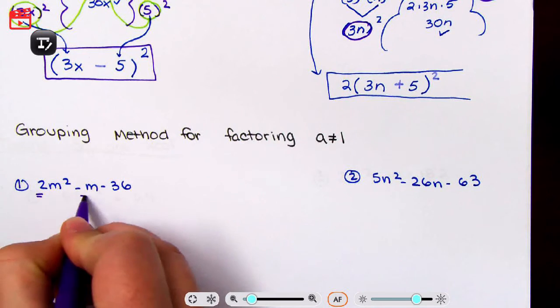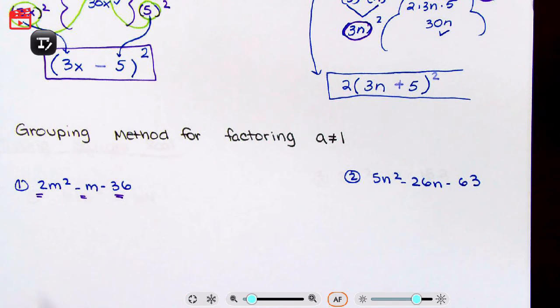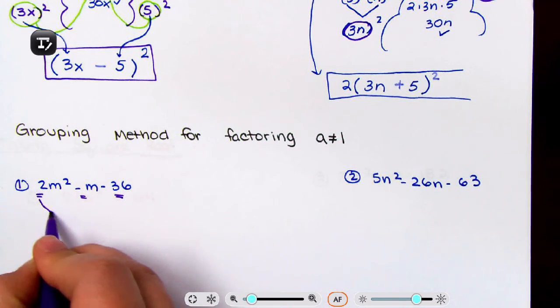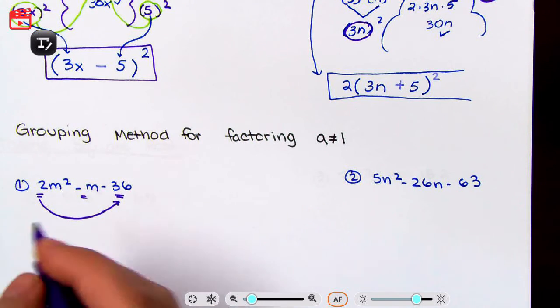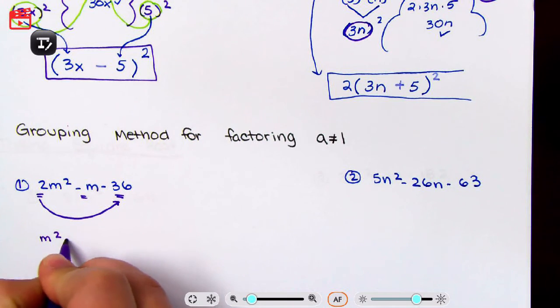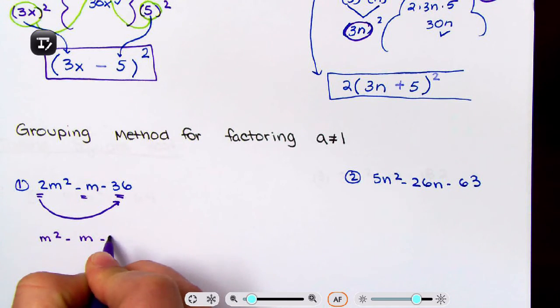GCF 2, 1, 36, no GCF. Step number 2 is just like we did before. Take your leading coefficient, multiply by your constant, which is 36. So 36 times 2, 36 times 2 is 72. So I have m squared minus m minus 72.